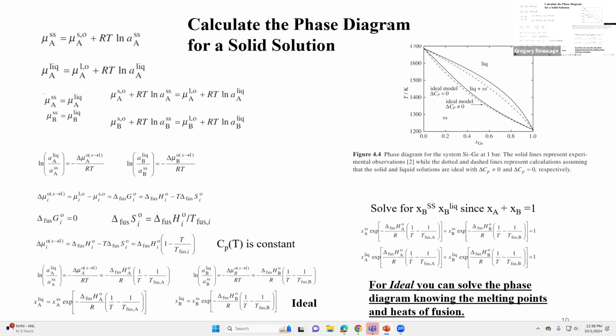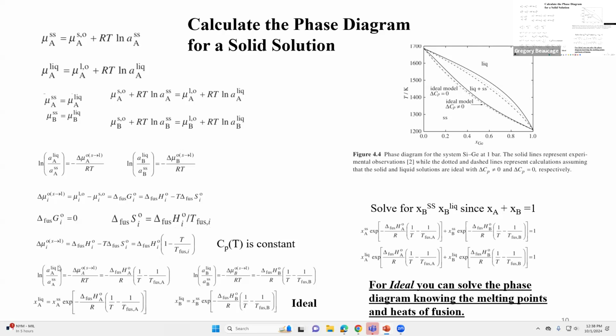So like we have a liquid and a solid solution in equilibrium. You have the chemical potential of the solid and the activity of the solid solution, or you could say that if it's ideal, the activity is the mole fraction x. So then you can just work that out to get equations that relate them.